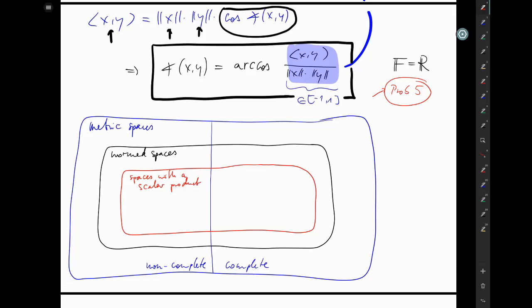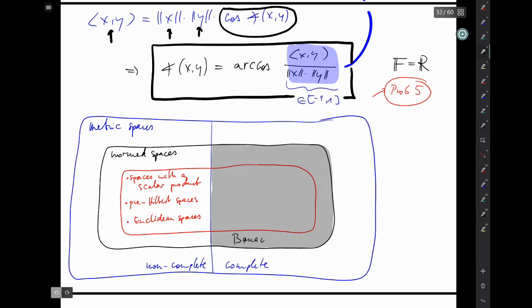Instead of spaces with a scalar product, we will also say pre-Hilbert spaces. Or we sometimes say Euclidean spaces. Now in the class of all normed spaces, we singled out the ones that are complete and we call them Banach spaces. So the ones I'm showing here on the right are the Banach spaces.